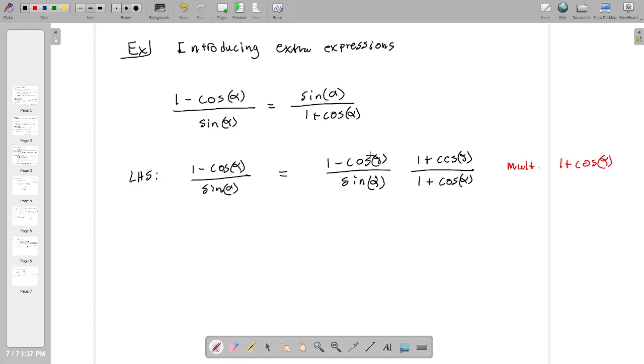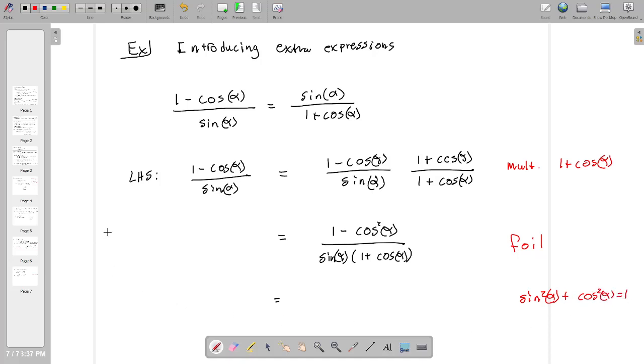So on top, we can FOIL this out, and we get 1 minus cosine squared alpha. And on bottom, we don't need to multiply the sine in, just leave it on the outside. That's another trick that you'll pick up, is that you don't always want to distribute an expression. So now we have 1 minus cosine squared alpha. Now here, we just FOILed. And here what I'm going to do is use the identity sine squared alpha plus cosine squared alpha is equal to 1.